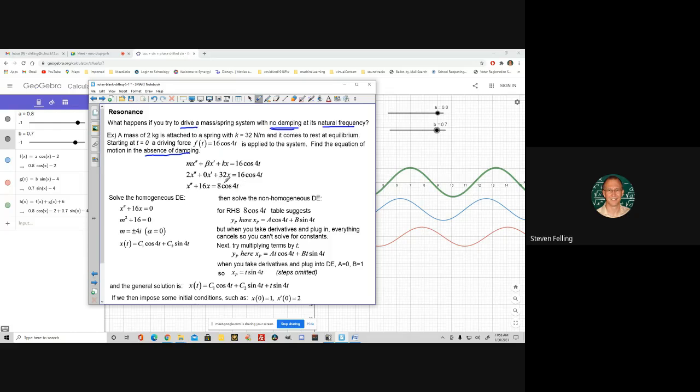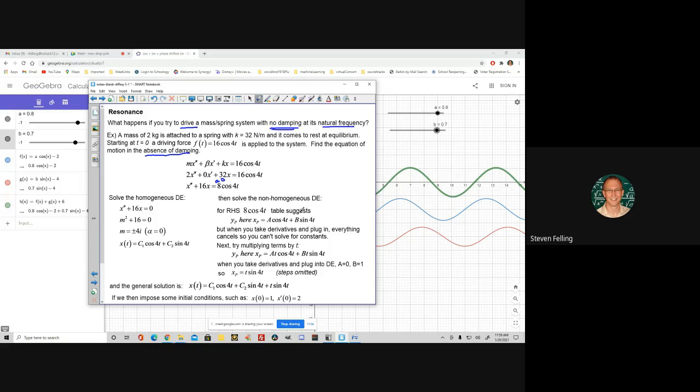So first we would set this temporarily equal to 0 and solve the homogeneous equation. We can do that with an auxiliary equation. m squared plus 16 is 0. That means we're going to get imaginary roots here. So we have plus and minus 4i. And so that means that the homogeneous solution is a constant times cosine of 4t plus a different constant times sine of 4t. Okay, and then we would solve the non-homogeneous equation.